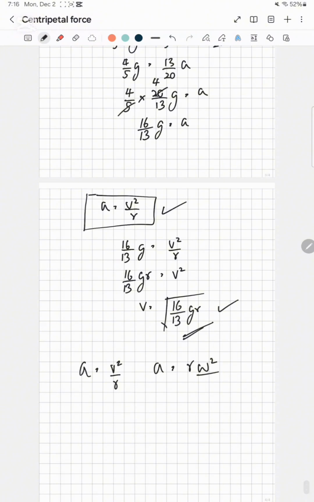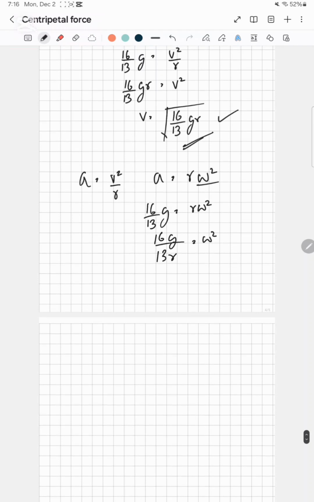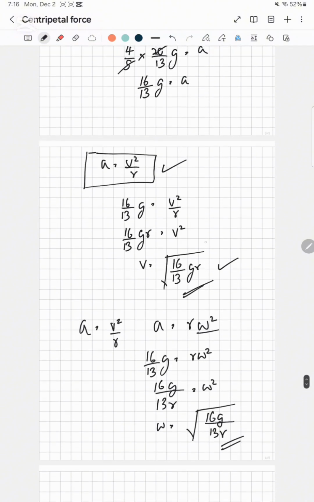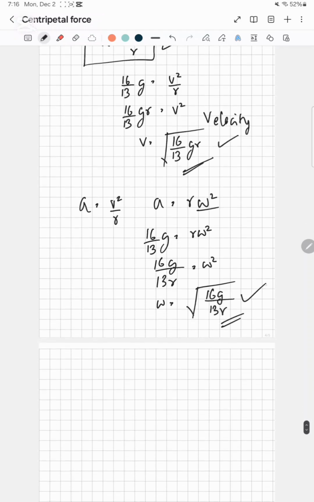So instead of writing v squared over R, you can write 16 over 13 g equals to R omega squared. Now, you get the answer 16g over 13R equals omega squared. Omega is the angular speed. So omega equals square root of 16g over 13R. So in the question, if they ask velocity, this is your answer. Since they said angular speed, this is your answer.